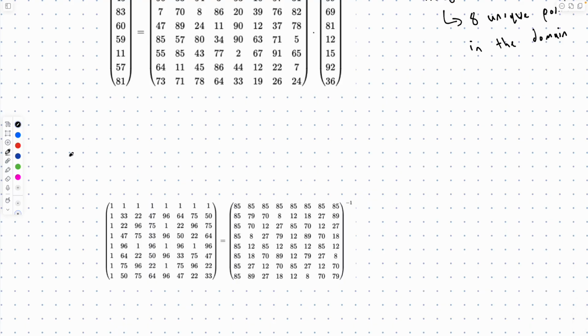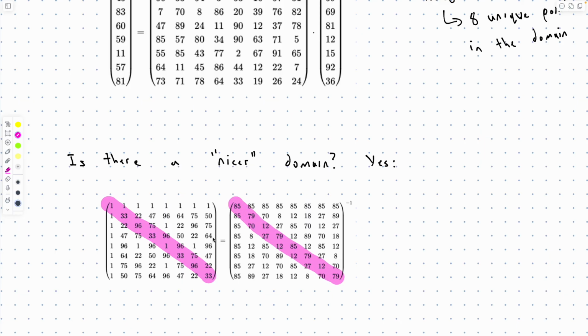So, what do you do to find the domain that you want? We haven't answered that question yet. Okay, so is there a nicer domain? And the answer is yes. This is an example of one. And the reason that we think it's nice is because it's symmetric along the diagonal here, both the inverse and the original.